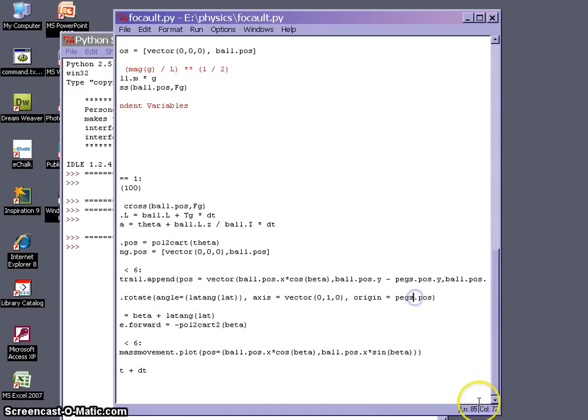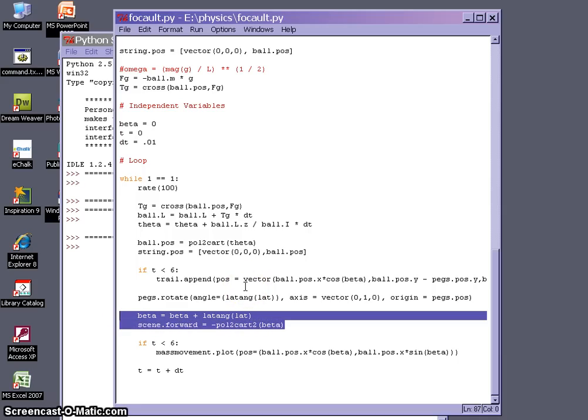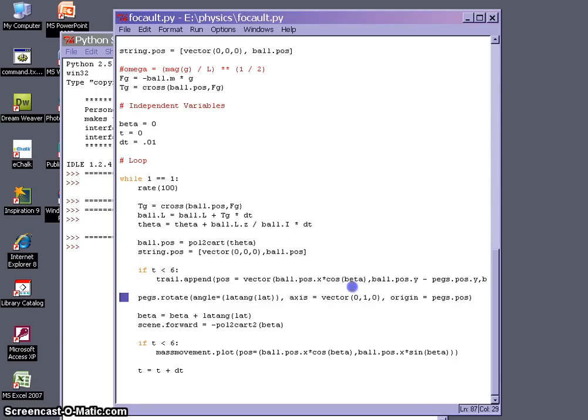Next in the loop, we have this pegs.rotate statement, where we begin to rotate the reference frame just as the Earth rotates under a Foucault's pendulum, to prove that the Earth in fact rotates. So that's rotating our pegs, the Earth. And then down here with our beta equals beta plus lat function, as well as the scene.forward, we're rearranging the camera so that it rotates at the same angular velocity as the pegs do.